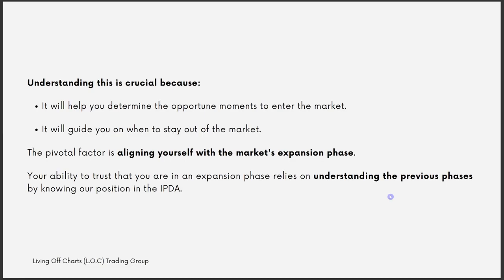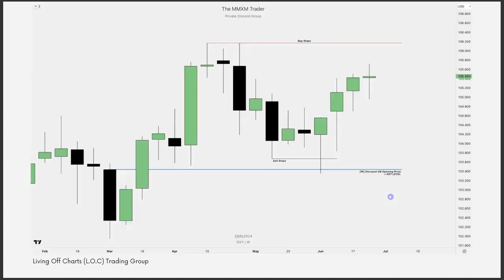And then the pivotal factor is aligning yourself with the market's expansion phase. Your ability to trust that you are in an expansion phase relies on understanding the previous phases by knowing our position within that IPDA. So over here we always start off with that higher time frame bias, right? We've got a DXY chart, weekly chart. Again, sell stops run into a key level, so we can determine our higher time frame bias. Buy stops above there, so we're going to determine price order flow on the higher time frame is bullish.